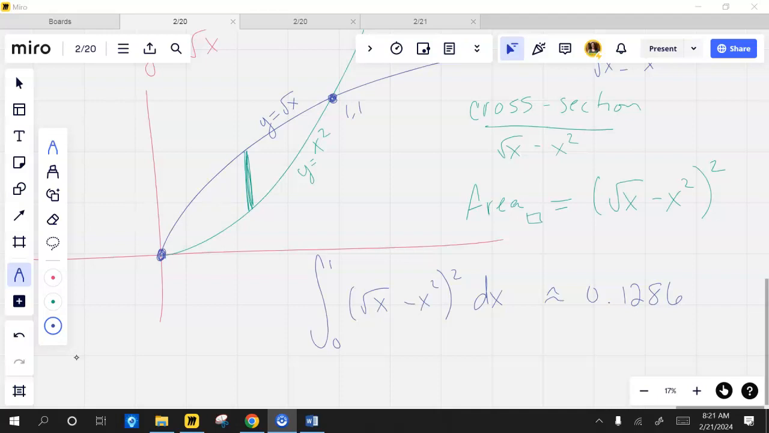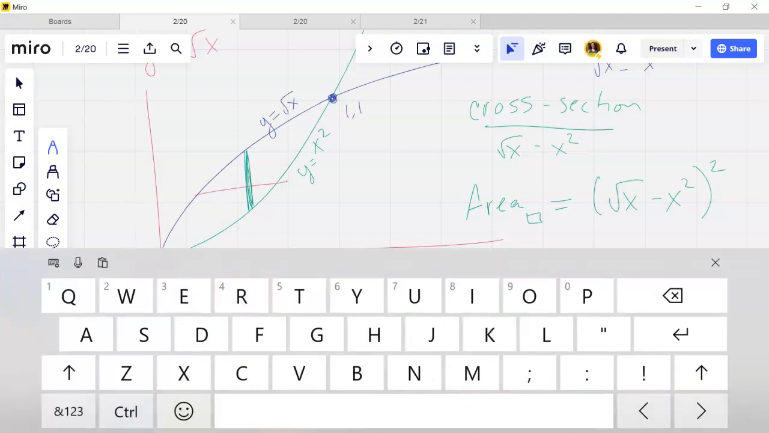Okay, let's not talk about this anymore. Let's do it with respect to y. So our cross section changes. Now this is my cross section.